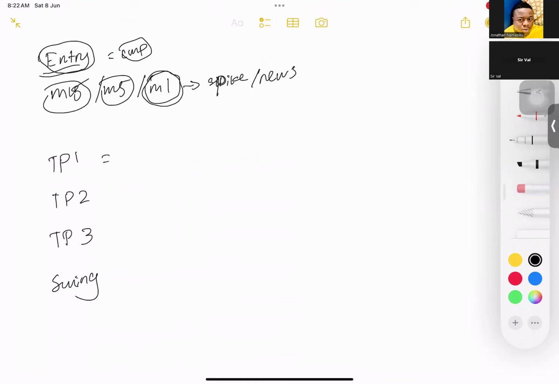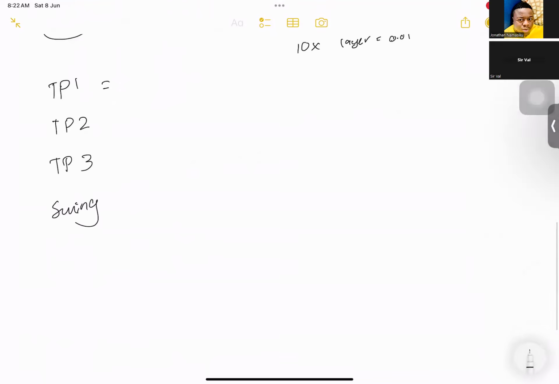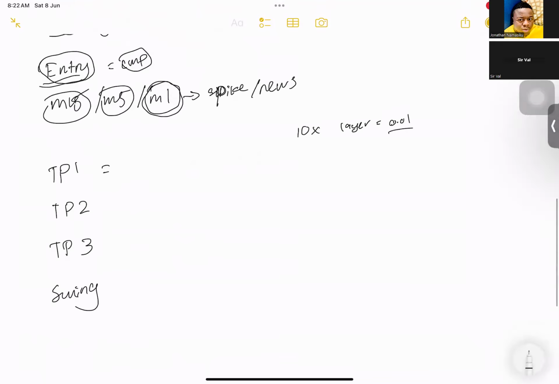So first, I have the entry. Example, I will enter with 10 layers at 0.01. Then I have the entry and I run TP1 at 30 pips. This is my trading plan. If you want to follow it, you also can. If you have your own, you also can.